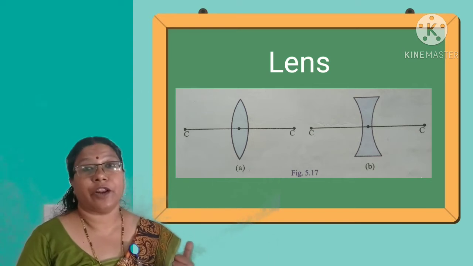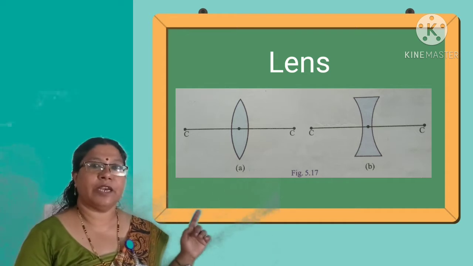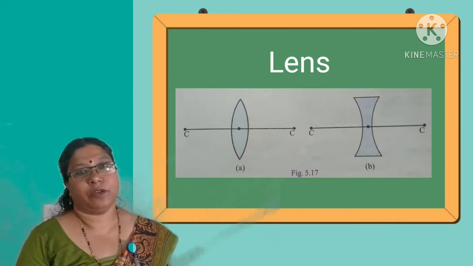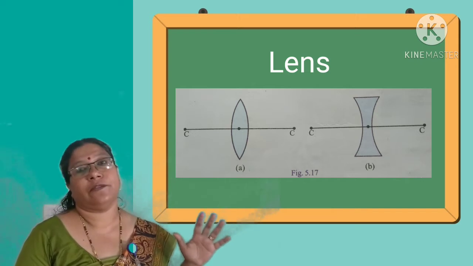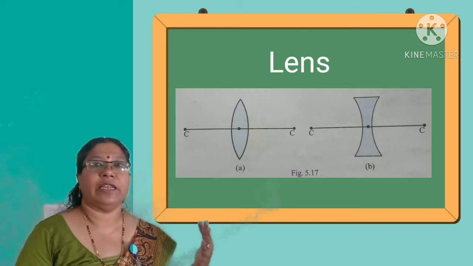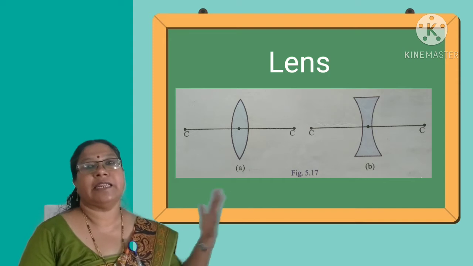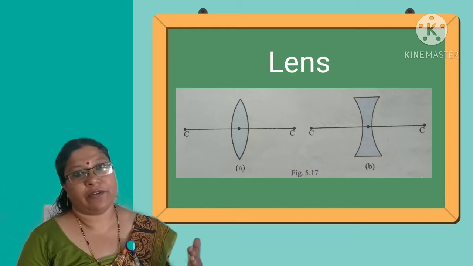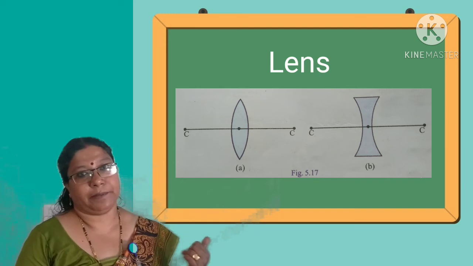Then comes center of curvature. See in this figure, the lens is taken from two spheres. The two spheres have a center, and that center of the sphere is known as the center of curvature. So center of curvature is the center of the sphere of which the lens is a part. So what is center of curvature? Center of curvature is the center of the sphere of which the lens is a part.